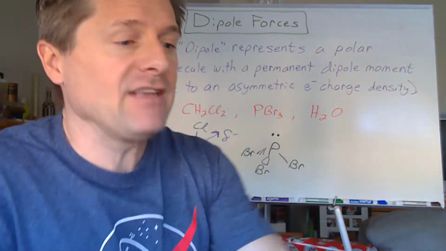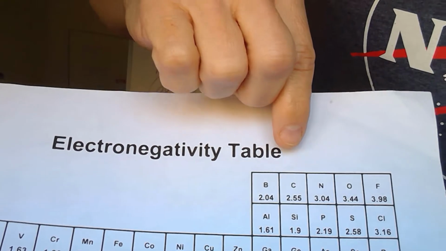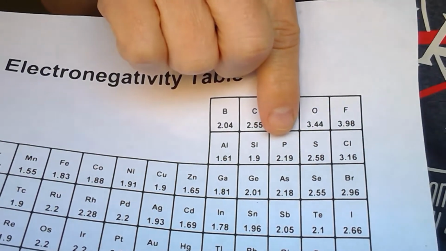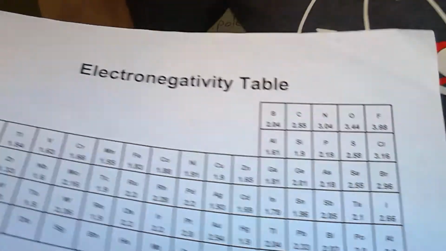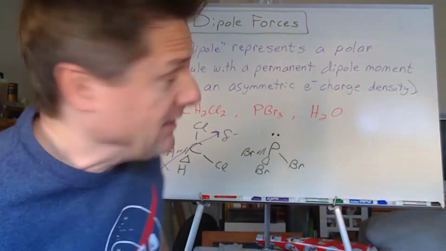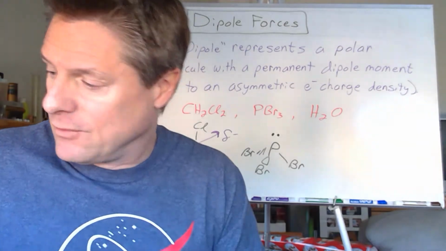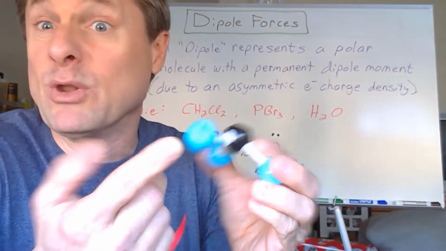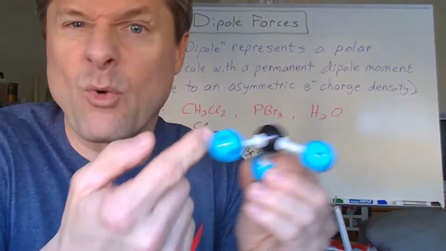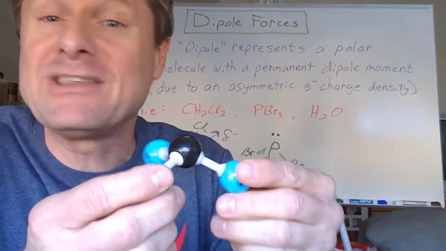If you look at the phosphorus-bromine bonds, right? So take a look at phosphorus at a 2.19, and the bromines over here at 2.96. So that difference is greater than 0.4. So these are polar bonds, and if you look at this molecule, let's say this is the phosphorus. Let's just call the blue bromine, even though it's actually the wrong color for the model set, but you get the point, right?